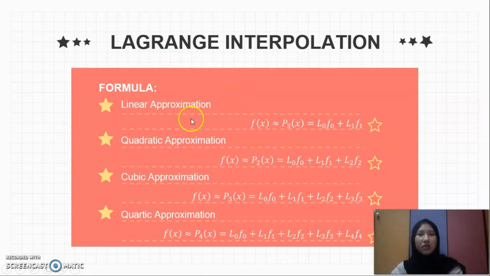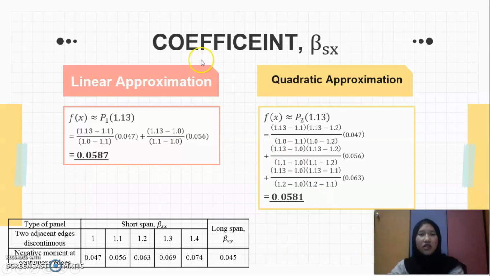There are 4 types of approximation. First is the linear approximation, first order. Then the quadratic approximation, second order, the cubic approximation, third order, and lastly the quartic approximation, fourth order. Now I will show you how to use the formula of the Lagrange interpolation method based on the table of the bending coefficient.